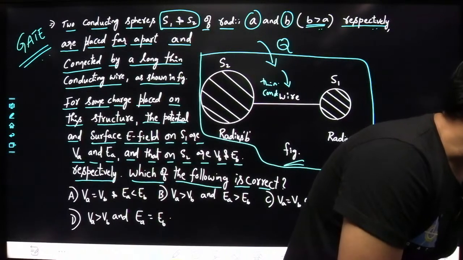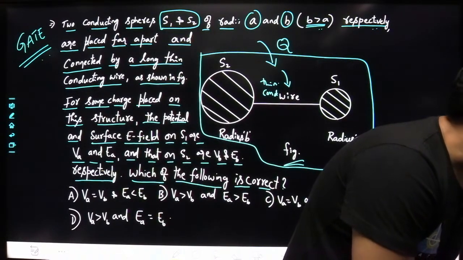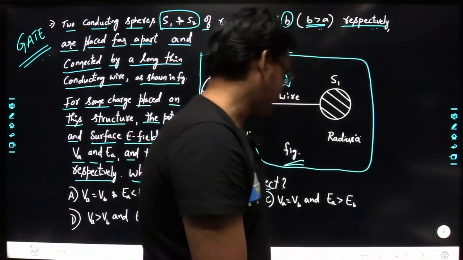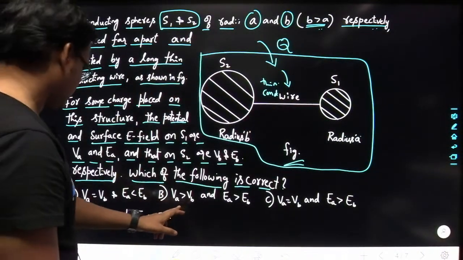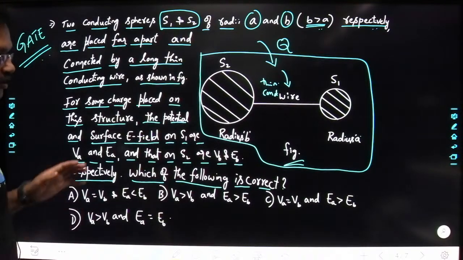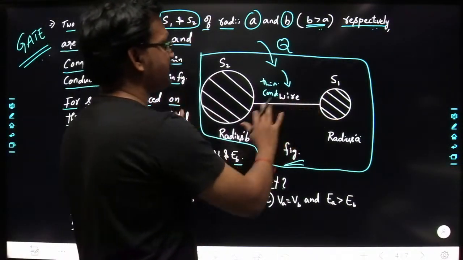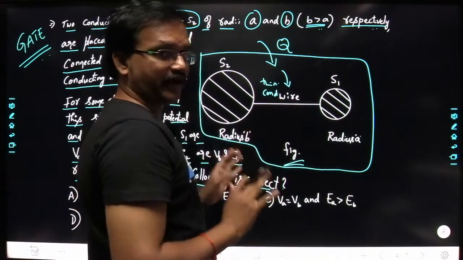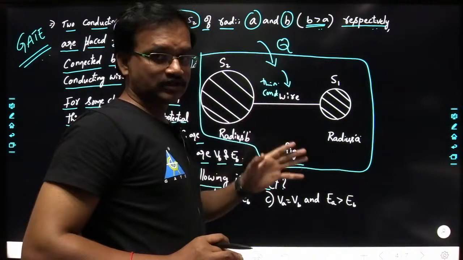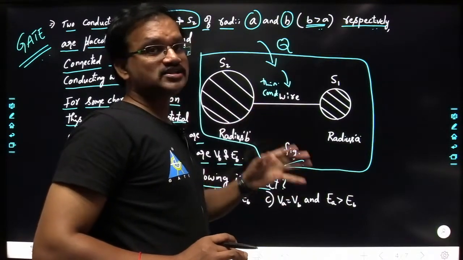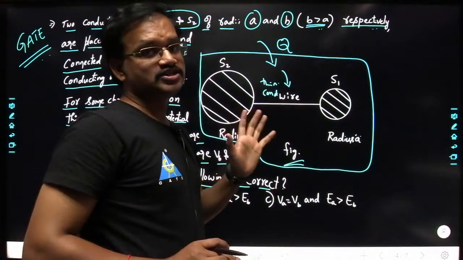B, D maybe can eliminate. Okay, you are saying B and D we can eliminate. Why? We know that once it is connected with a long thin conducting wire, it is going to behave as a single conducting system, and a charged conductor must behave as an equipotential body.